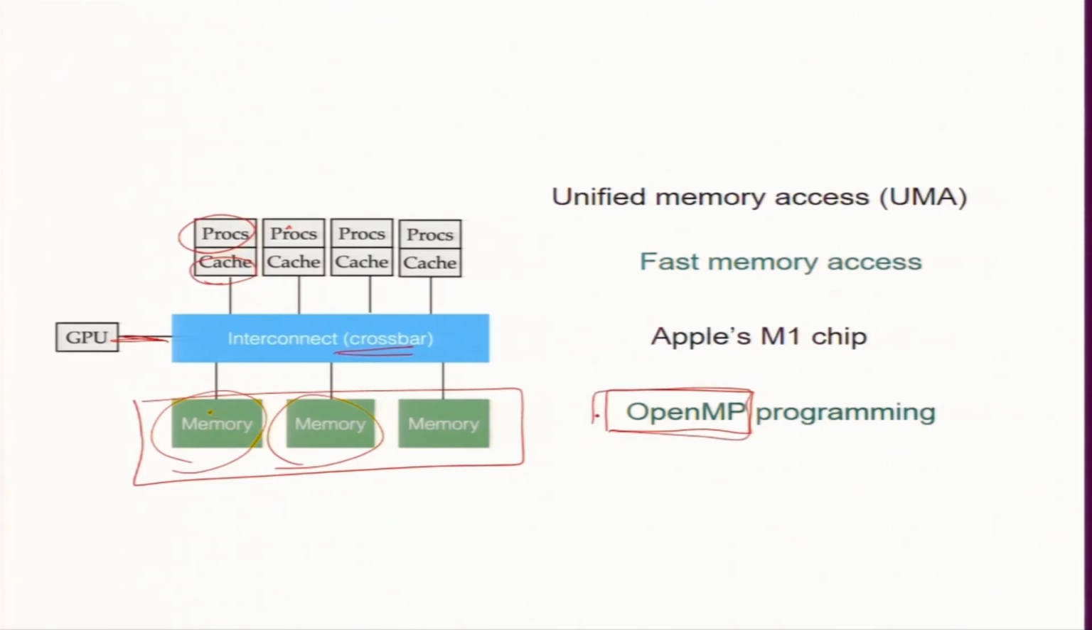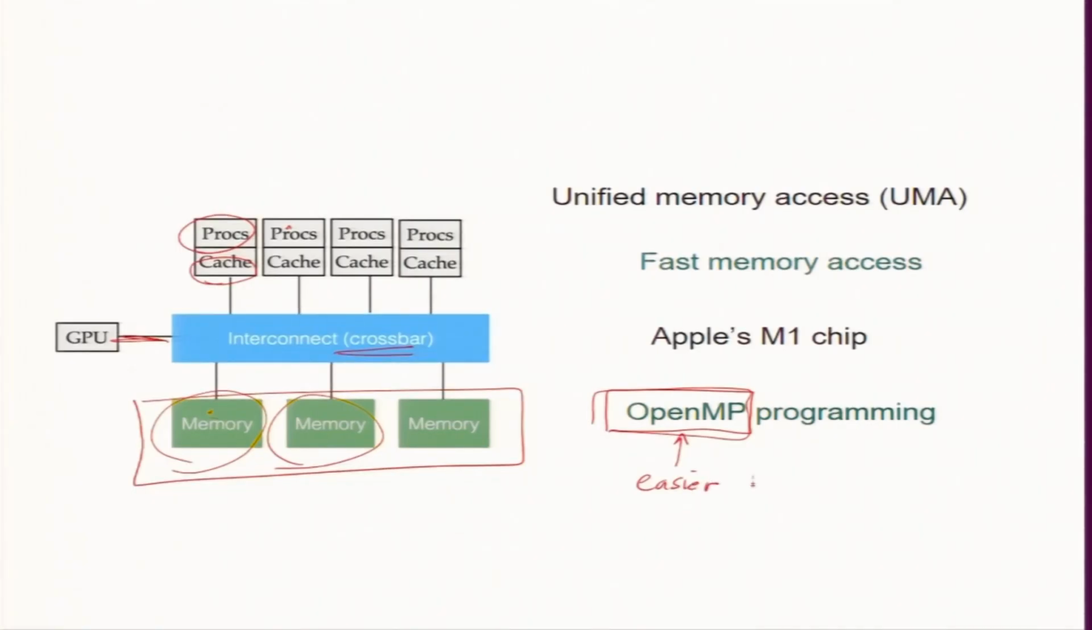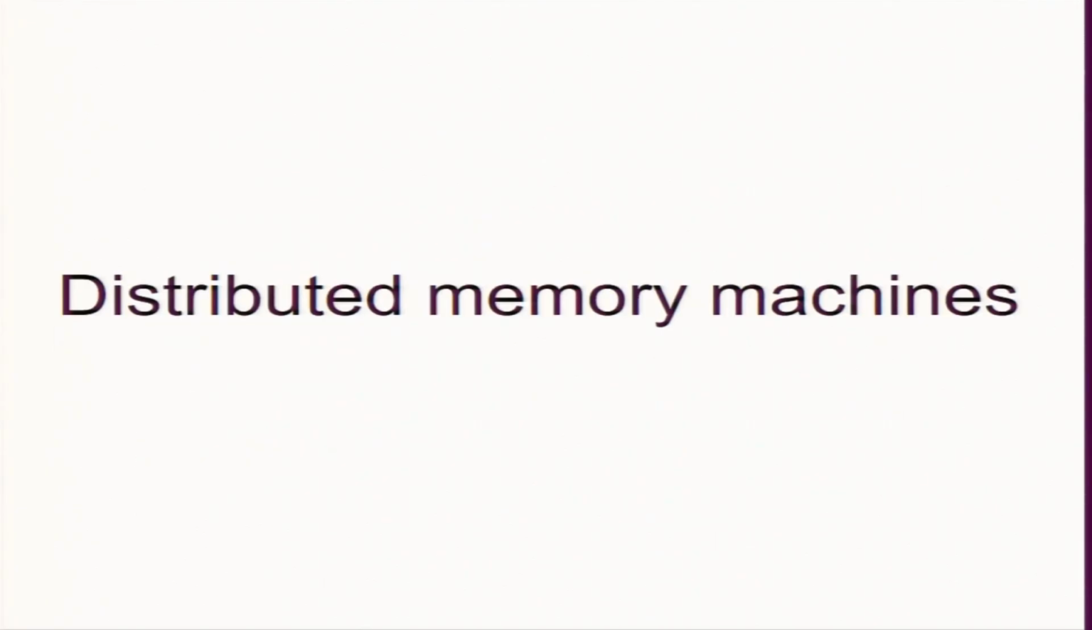For that you need to use OpenMP, and we will see that we do not need to send data across 2 processors, which is convenient. OpenMP programming is easier than the other programming architecture called MPI, the message passing interface. That is part of the next computer design, distributed memory systems.